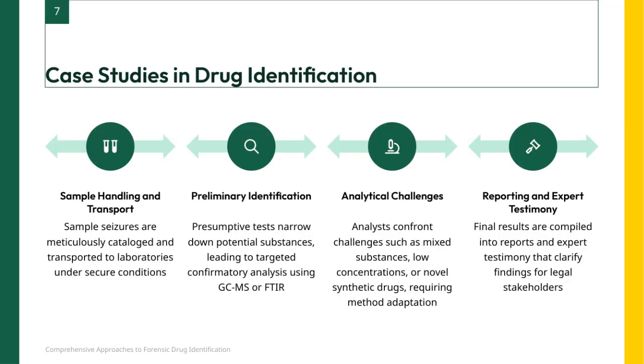When it comes to drug identification, the process begins with careful sample handling and transport. Each seized sample is thoroughly cataloged and moved to the laboratory under secure conditions to maintain its integrity. Once in the lab, preliminary identification takes place. Here, presumptive tests help narrow down the possibilities, guiding analysts toward more targeted confirmatory techniques like gas chromatography mass spectrometry or Fourier transform infrared spectroscopy.